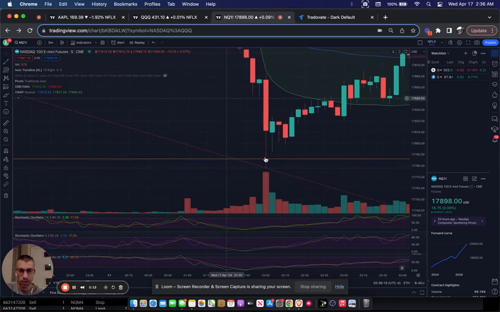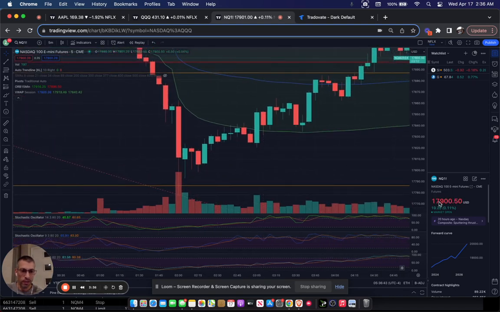We see some pivot points finally. And what does it do? It wicks way below this pivot point, bounces off of this fractal. I don't think this fractal was here. It probably appeared when it got that low. This is just a trend line. But it dipped below the pivot point, bounced back out of it, and then started slowly working its way up.